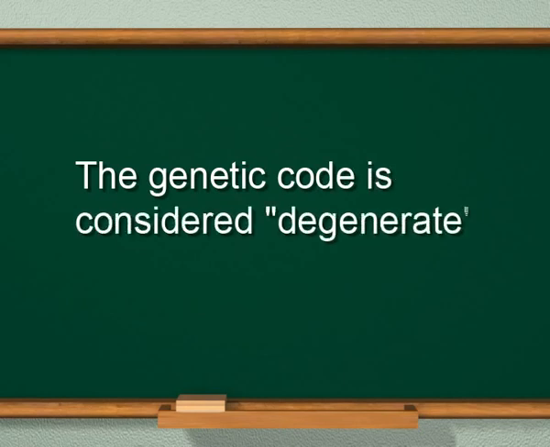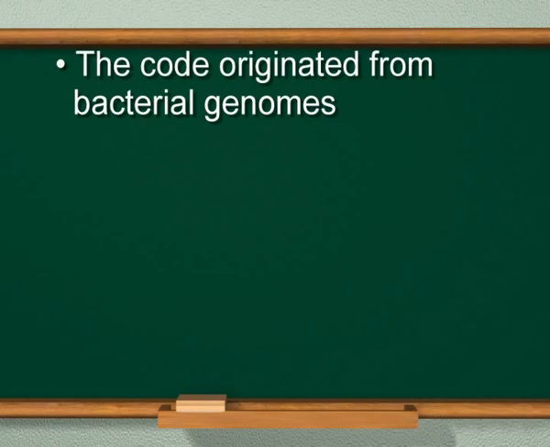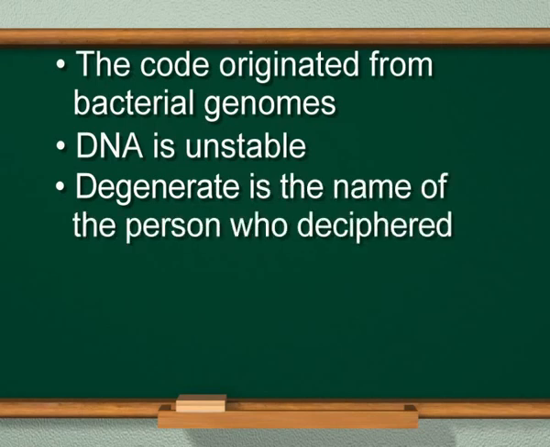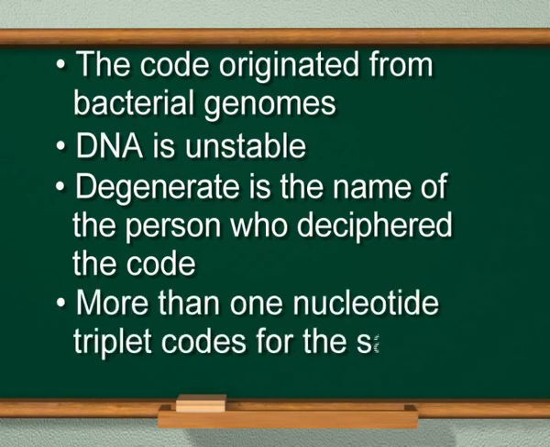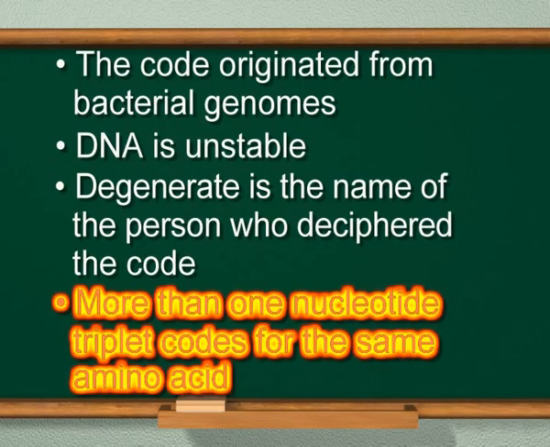Next question. The genetic code is considered degenerate because the options are the code originated from bacterial genomes, DNA is unstable, degenerate is the name of the person who deciphered the code, or more than one nucleotide triplet codes for the same amino acid. The correct option is the genetic code is considered degenerate because more than one nucleotide triplet codes for the same amino acid.